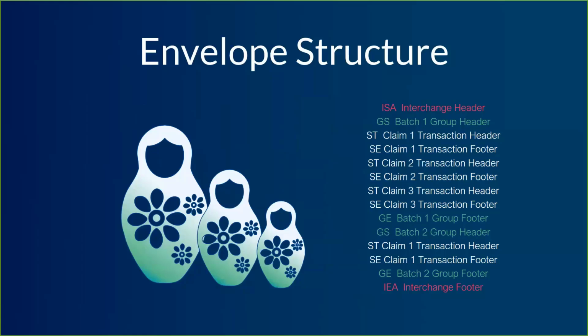And the GS to GE is, again, completely encapsulating the ST to SE and everything inside it. It's got a top, it's got a bottom. And then the GS and GE with everything inside can go inside the largest of the dolls, which is the ISA to IEA. And again, it completely surrounds all of the stuff inside.